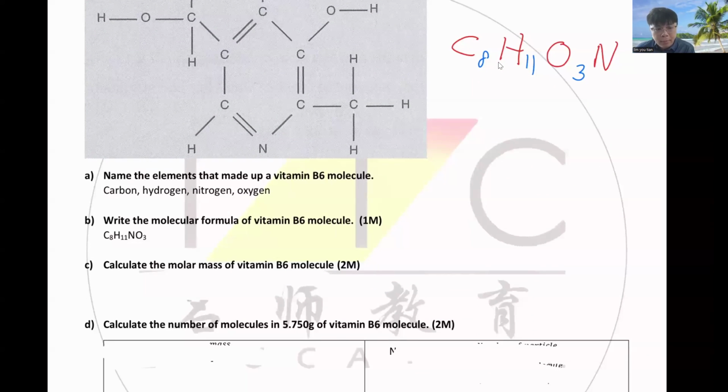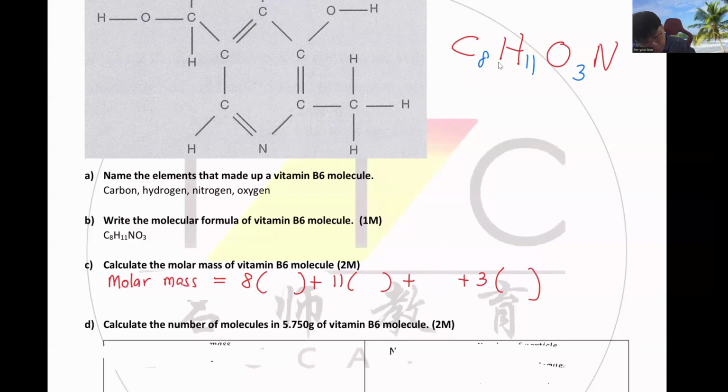Then calculate the molar mass of vitamin B6. So molar mass equals 8 carbon, 11 hydrogen, then 1 nitrogen plus 3 oxygen. Put in the numbers: carbon is 12, hydrogen is 1, nitrogen 14, oxygen 16.